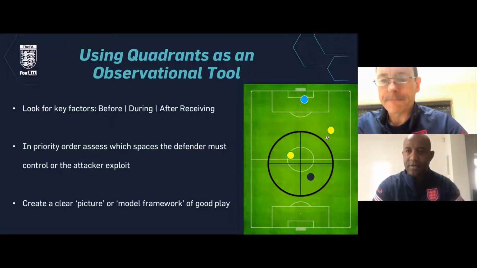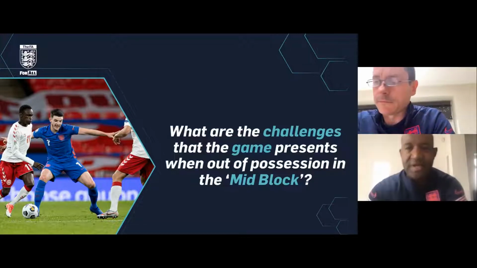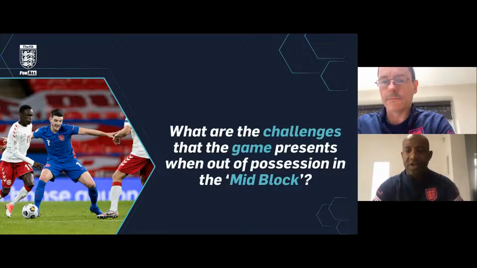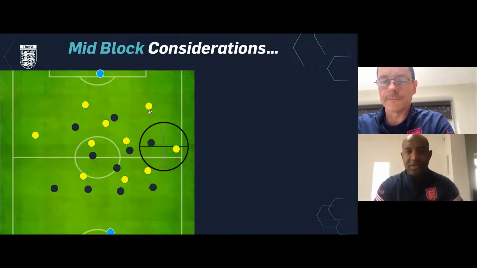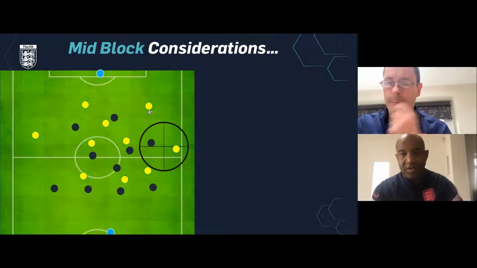Okay, brilliant, Paul. So what are the challenges that the game presents when out of possession in a mid-block? I'm just going to go through a couple of different scenarios with you. The first thing I'm going to go through is, I'm a number 7, a wide player, and my role and responsibility here is certainly to think about how I'm going to mark my opponent, who's the fullback on the outside of me.